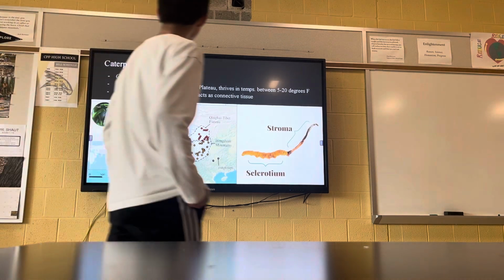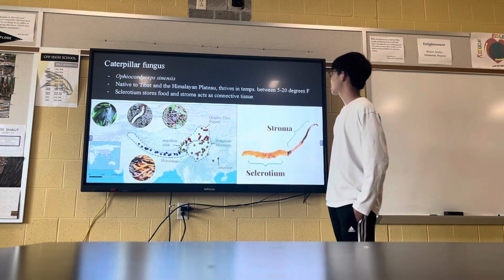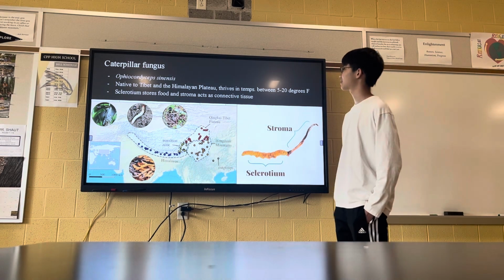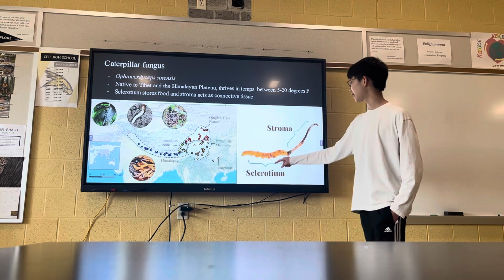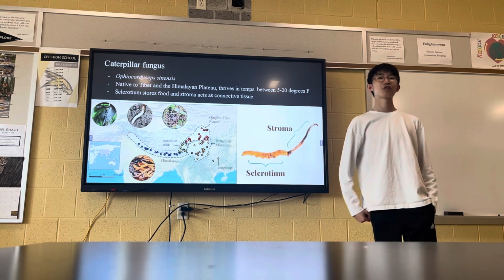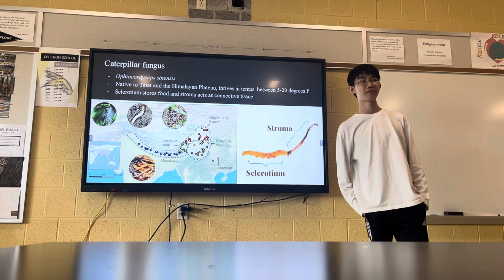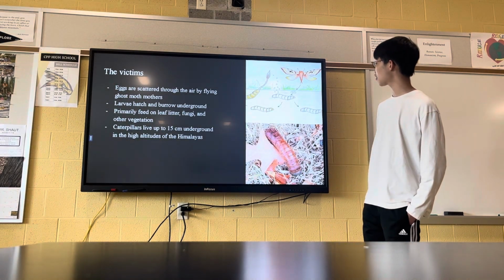It's native to Tibet and the Himalayan plateau, as you can see here. It thrives in temperatures between 5 to 20 degrees Fahrenheit, so this is a fungus that can survive in very cold environments. It's primarily composed of a sclerotium, which stores food, and a stroma, which is the reproductive extension over here. All right, and these are the victims.